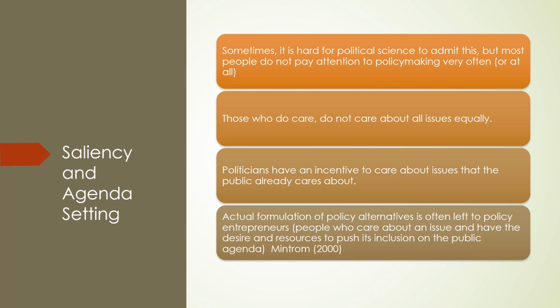Politicians have an incentive to care about the issues that the public already cares about. Because if you're a politician, you're a generalist and you have to worry about everything. So you don't have time to focus on things that nobody else cares about, or they start to say things like, well, he was absent when it came time to focus on the things that the people really cared about. And the actual formulation of policy alternatives is often left to policy entrepreneurs, people who specialize, people who care about the issue and put up their own resources to get it onto the agenda.